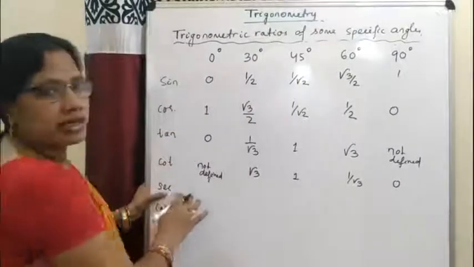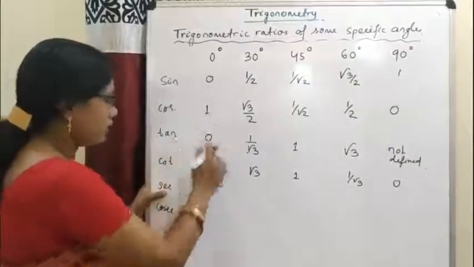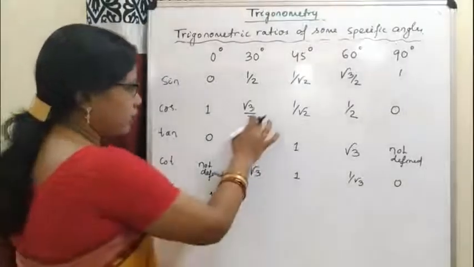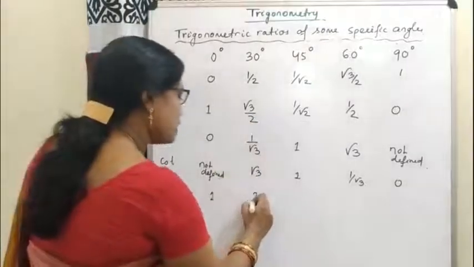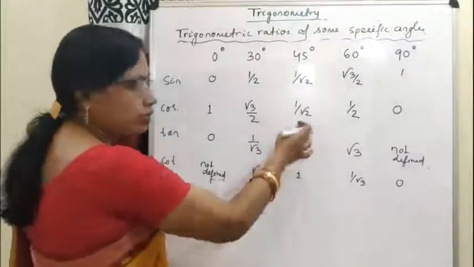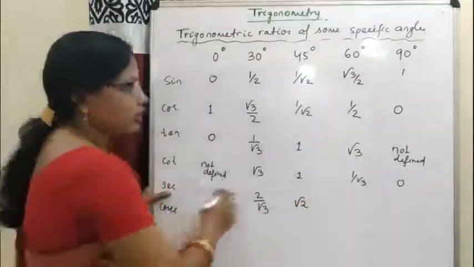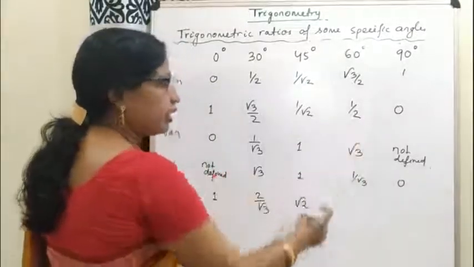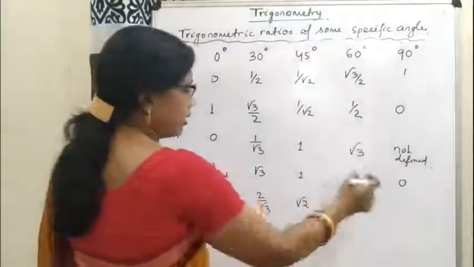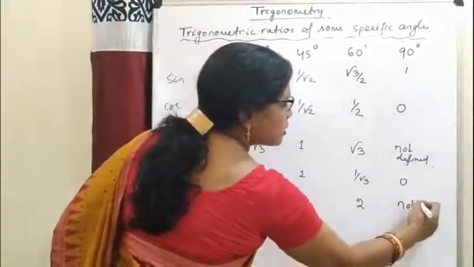Then sec theta is equal to 1 by cos theta. So sec 0 is 1 by cos 0, so that is equal to 1. Then sec 30 is 1 by cos 30, so that is equal to 2 by root 3. Then sec 45 is equal to 1 by cos 45, so this is equal to root 2. Then sec 60 is 1 by cos 60, so that is equal to 2. Then sec 90 is equal to 1 by cos 90. So 1 by 0, so this is not defined.